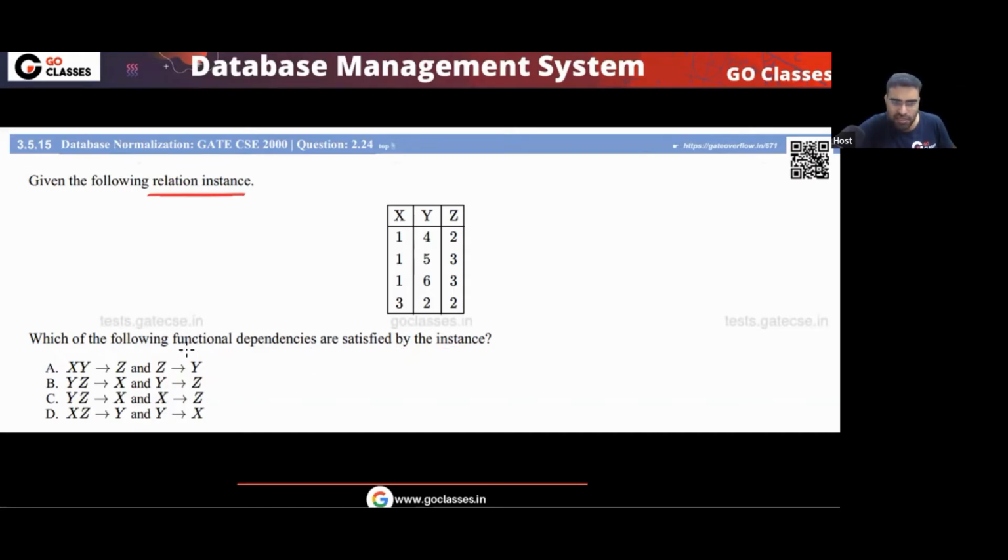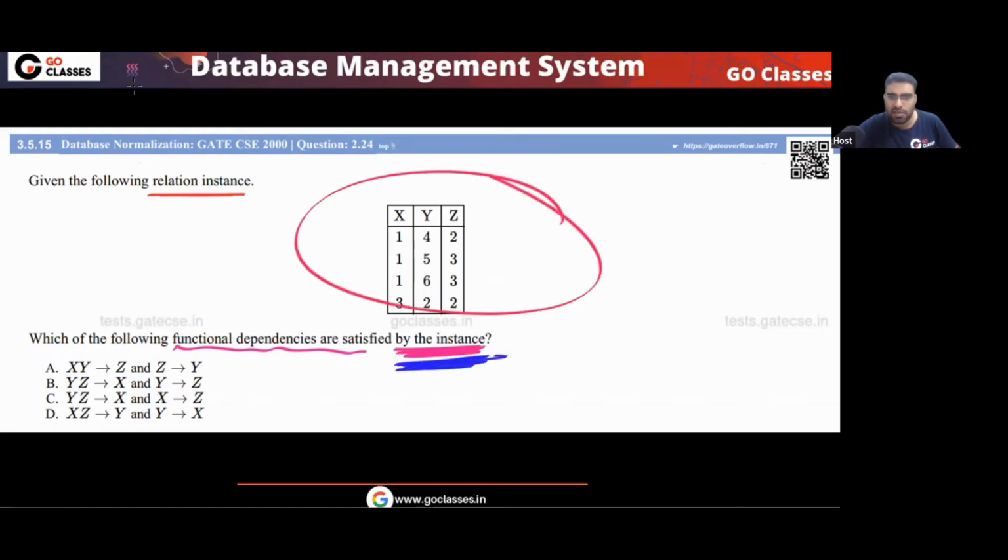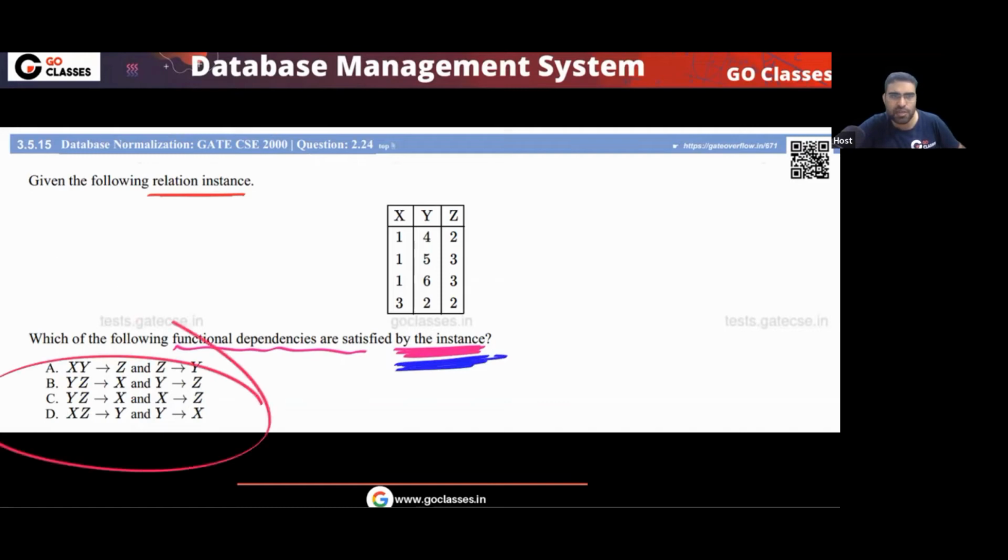The question is asking which functional dependencies are satisfied by the instance. By the instance. Yes or no? By this instance, which functional dependencies are satisfied? So now tell me the answer. Let's check one by one.